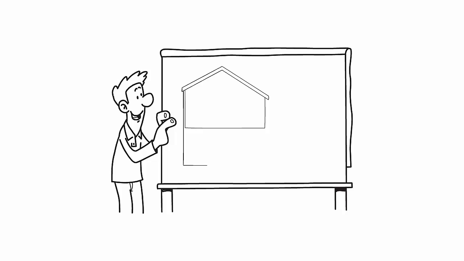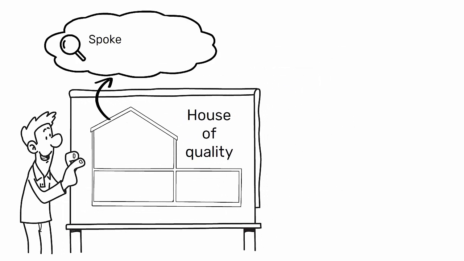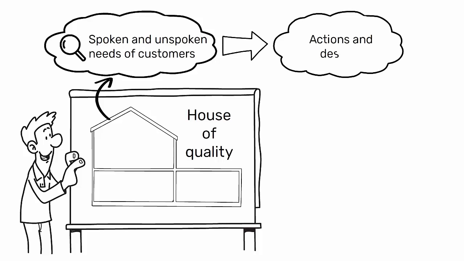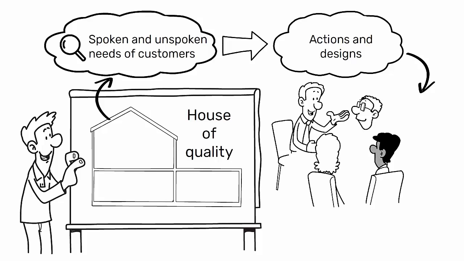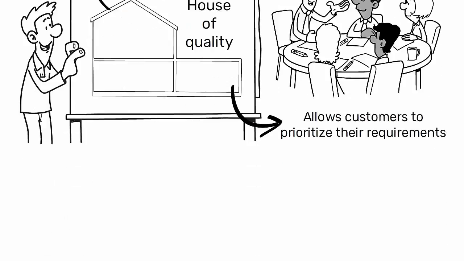One of the hallmarks of QFD is the House of Quality diagram, which visually identifies the spoken and unspoken needs of customers, translates them into actions and designs, and communicates them throughout the organization. This diagram also allows customers to prioritize their requirements.